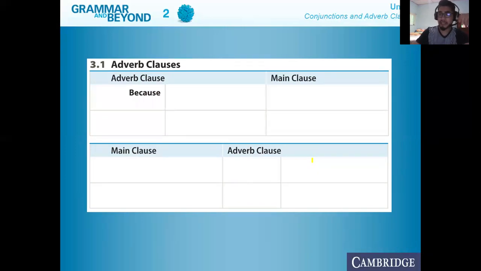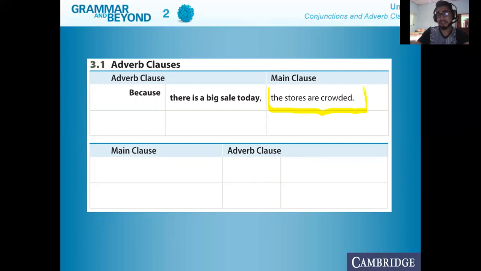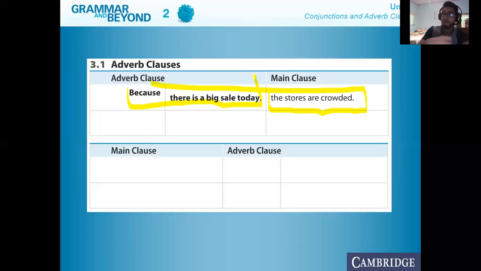First, we have the adverb clause. That means the word that we use to introduce the clause. That's because. Because there's a big sale today, the stores are crowded. If I have just the main clause, the stores are crowded, this is a complete sentence. It doesn't need anything else. But if I have this one that says because there is a big sale today, alone by itself, it doesn't make any sense. Therefore, we need to have a main clause to make sense of that.